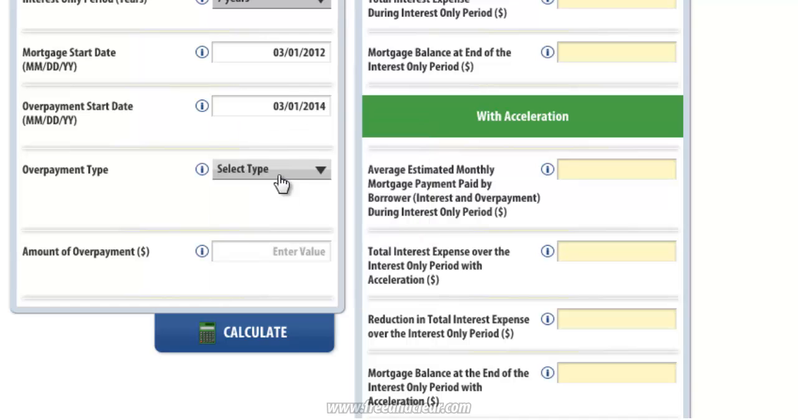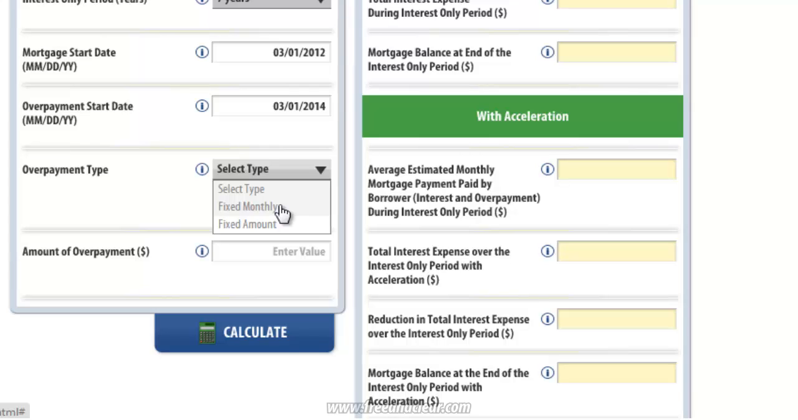The next input is overpayment type. If you click on the drop-down menu, it shows 2 options. The first option is fixed monthly, which means you plan on making the same monthly mortgage payment, including your overpayment, during the period in which you are accelerating your mortgage. So even though your required mortgage payment goes down every month, you continue to make the same monthly mortgage payment, so your amount of overpayment and level of acceleration goes up every month.